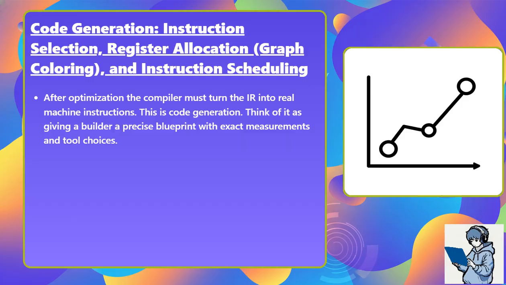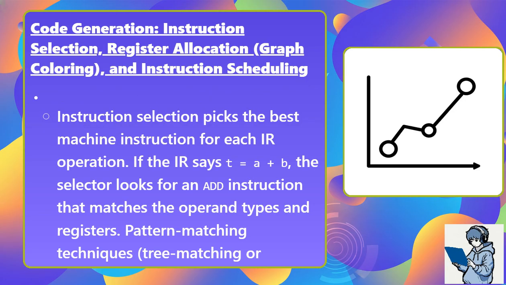After optimization, the compiler must turn the IR into real machine instructions. This is code generation. Think of it as giving a builder a precise blueprint with exact measurements and tool choices. Instruction selection picks the best machine instruction for each IR operation. If the IR says T equals a plus b, the selector looks for an add instruction that matches the operand types and registers. Pattern matching techniques, tree matching or DAG matching, are used, similar to fitting puzzle pieces.